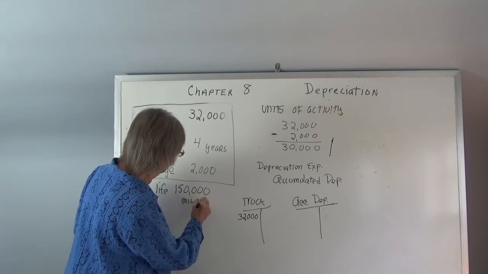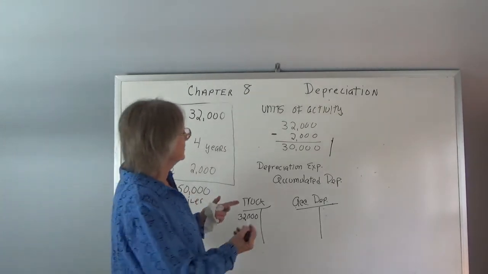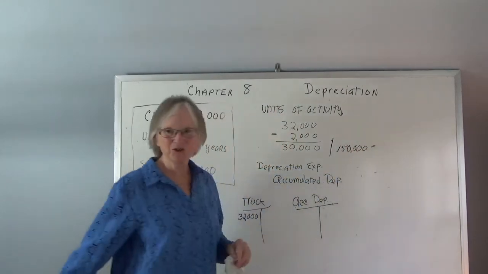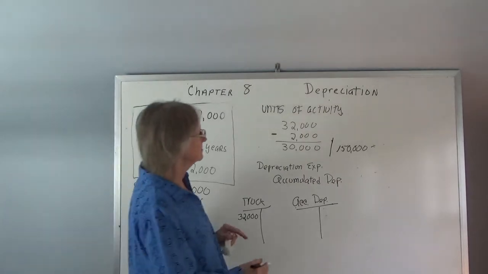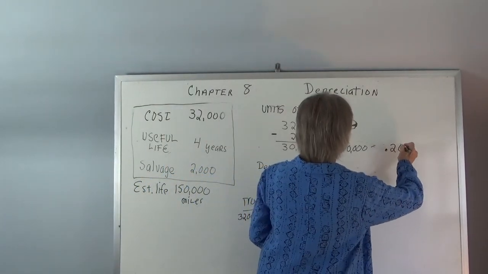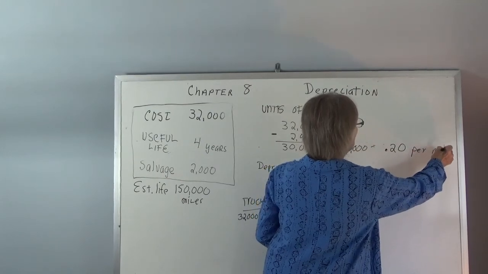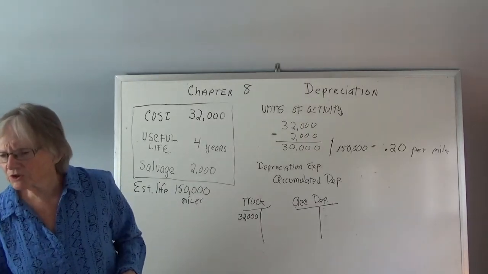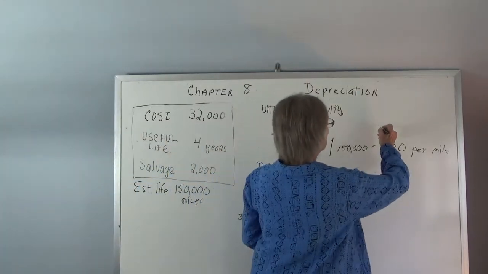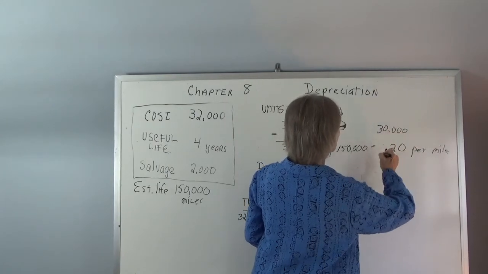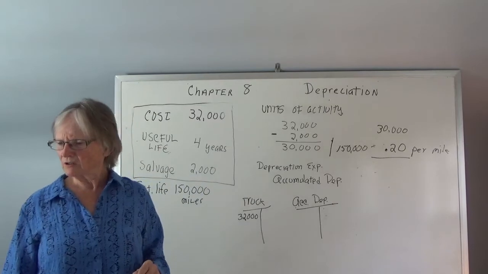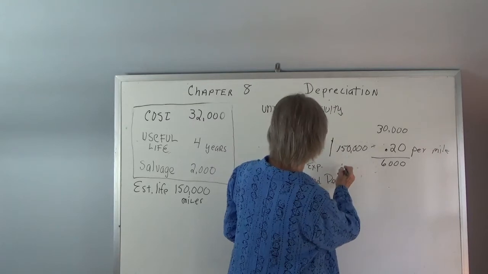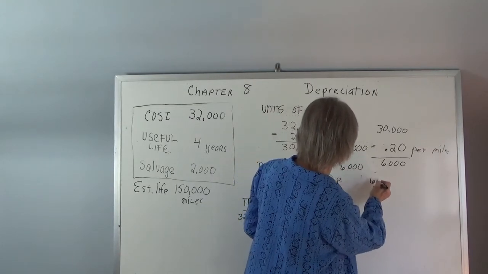So we think we're going to drive this thing 150,000 miles. So to get the units of activity, we just divide the depreciable base by the life in miles, and that gives us a rate. Okay, and so the rate is 20 cents per mile. Then we just go and read the odometer on the truck at the end of the year. How many miles did we drive? And so say the first year we drove 30,000 miles. You would just go 30,000 miles that we actually drove times 20 cents a mile, which would give us depreciation expense of $6,000. So we would make the journal entry, debit depreciation expense 6,000 and credit accumulated depreciation 6,000.